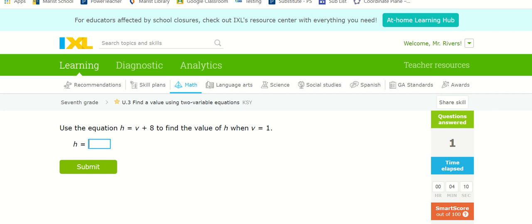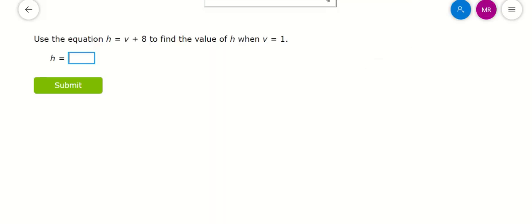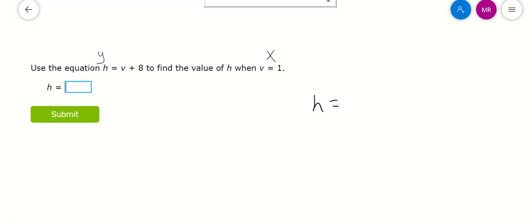So back to this one. I want you to start thinking about these as ordered pairs. So if this is your domain, and then H we'll say is your range. You can't assume that, but just for the sake of this problem, we are going to assume that. So H is equal to, V was 1, we said, and then plus 8. So H is equal to 9.